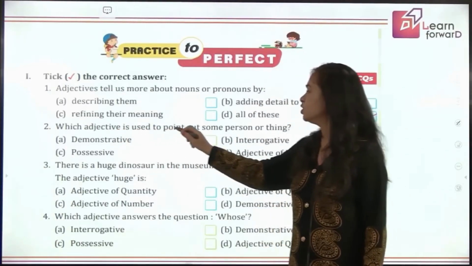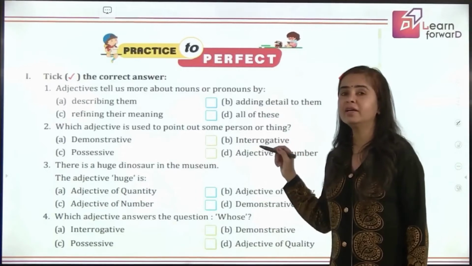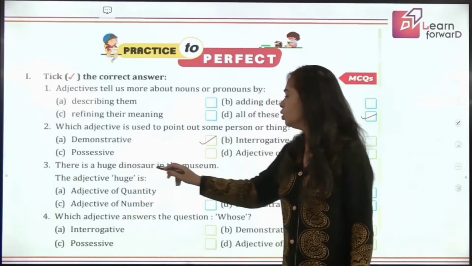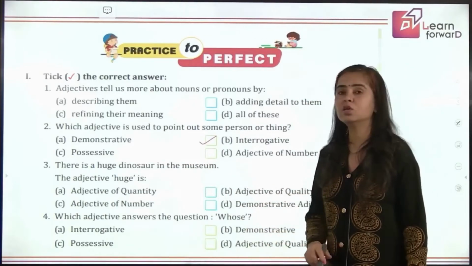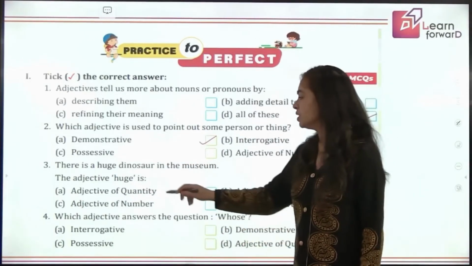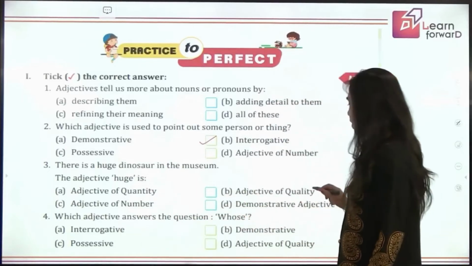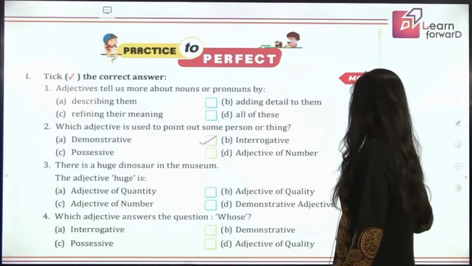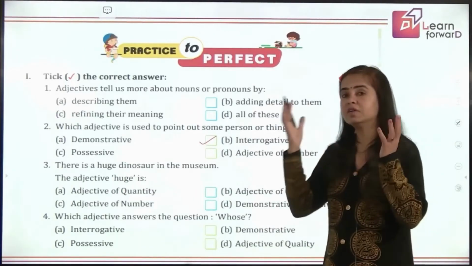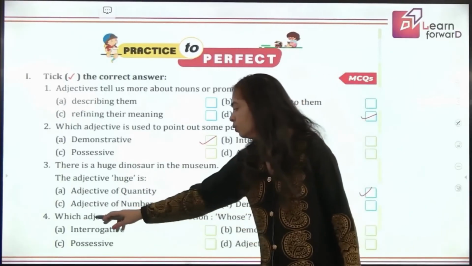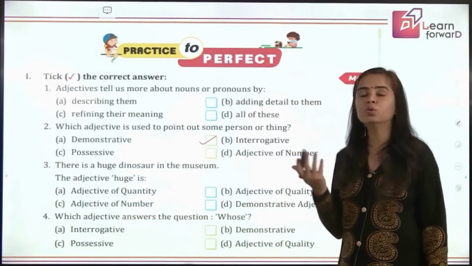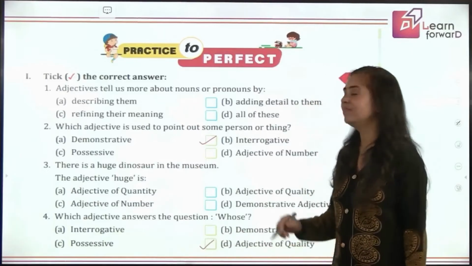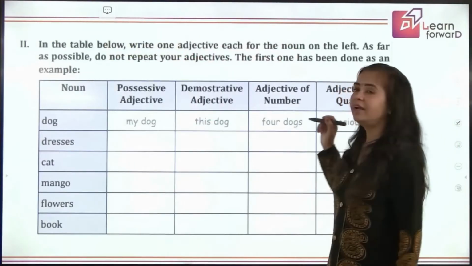Coming to the next. Which adjective is used to point out? Oh, pointers. What were they? They were demonstrative adjectives. There's a huge dinosaur in the museum. What does huge represent? Huge represents the quantity, number, quality, or demonstrative adjective. It is the adjective of quality and it covers size actually. Which adjective answers the question whose? Yes, you are correct there. The possessive adjectives.